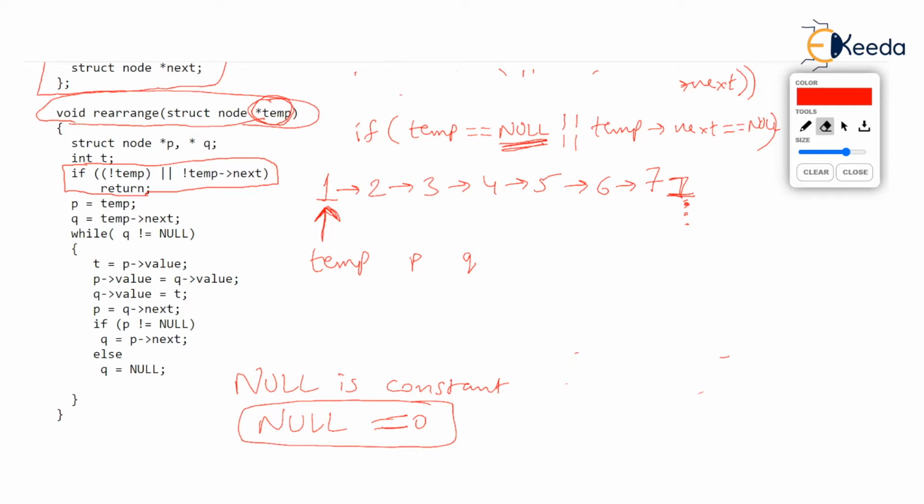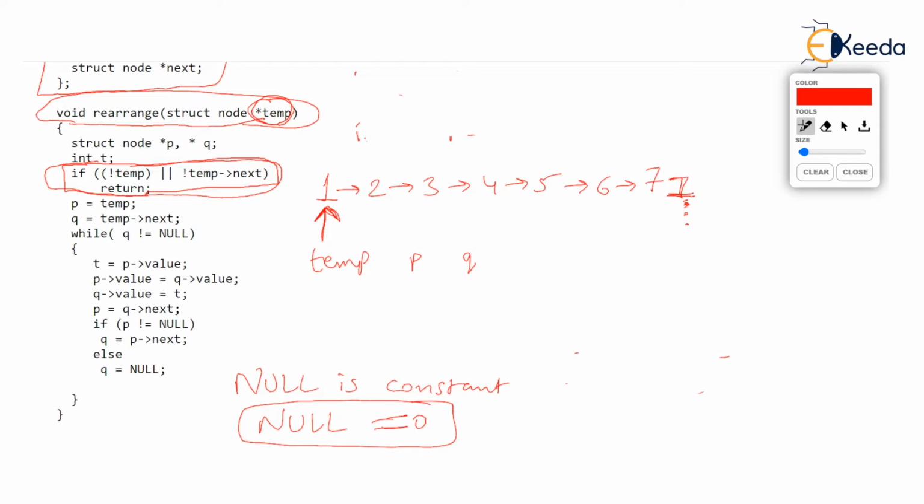Okay, so now you tell me, how will you read this if every time? Because we are going to go through this if several times through the execution. You will read this as: if temp is equal to null or temp arrow next is equal to null, then return. And you see none of the conditions are true because temp equal to null is false. Temp is pointing to 1 and temp arrow next is pointing to 2. So neither temp is null nor temp arrow next is null. So return will not run and we will reach the next line of the function, which is p equal to temp.